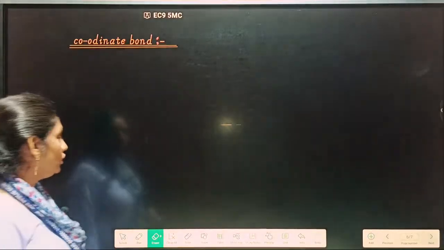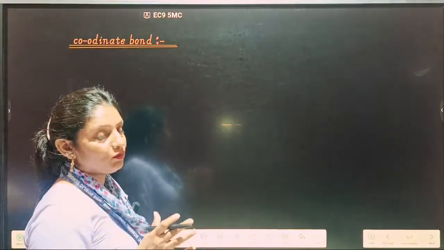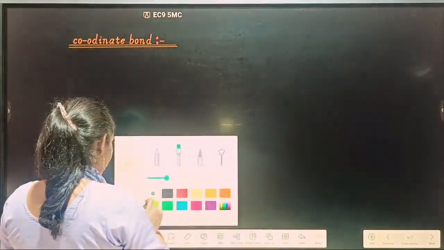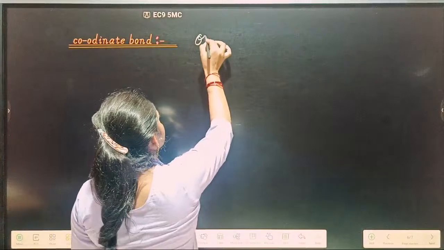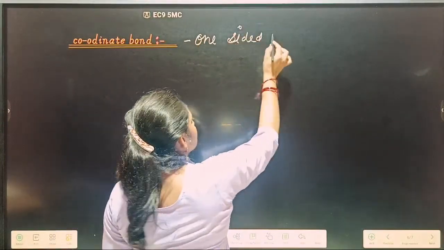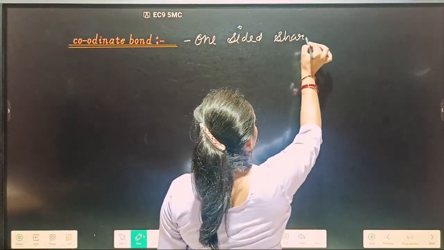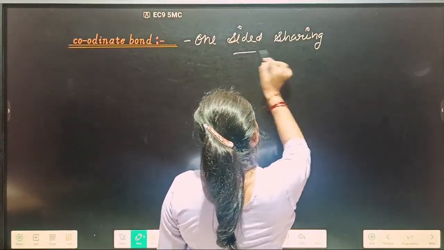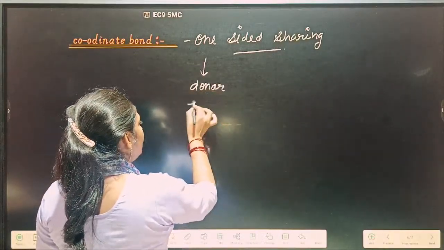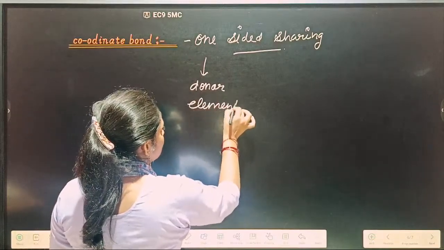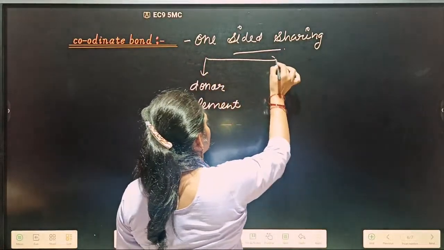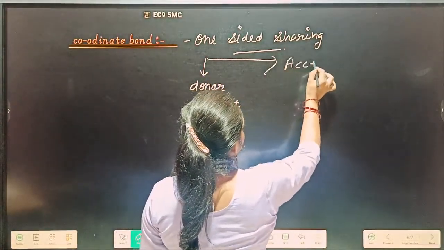What do you mean by coordinate bond, students? A coordinate bond is that bond which is formed by one-sided sharing. Here, one-sided sharing will take place. One-sided sharing means one element will be the donor, and the second one will be the acceptor.